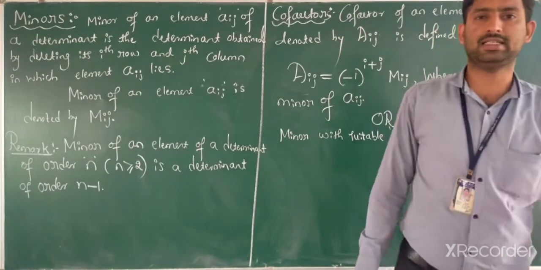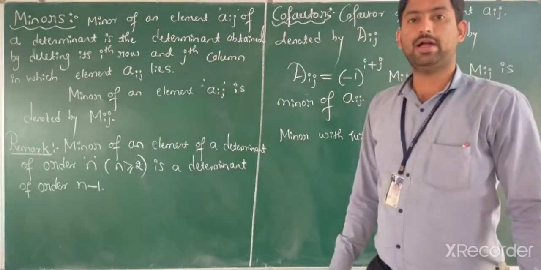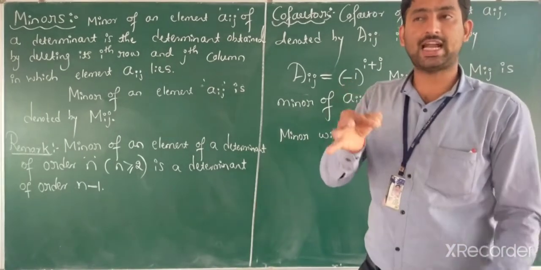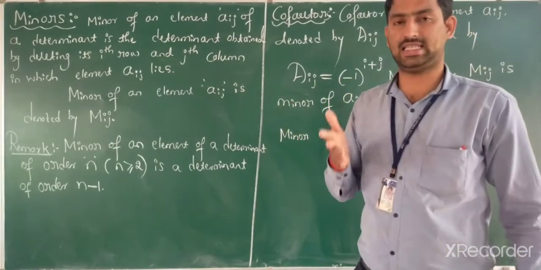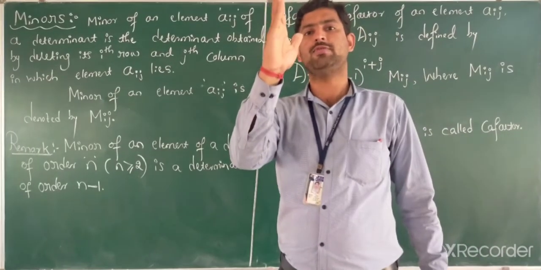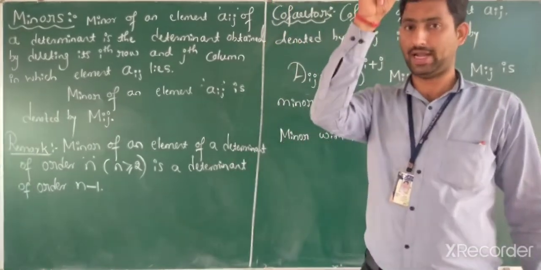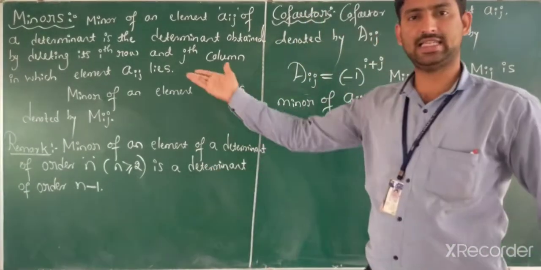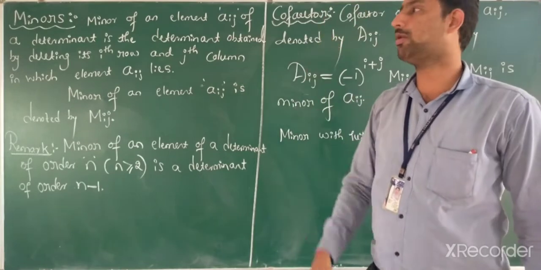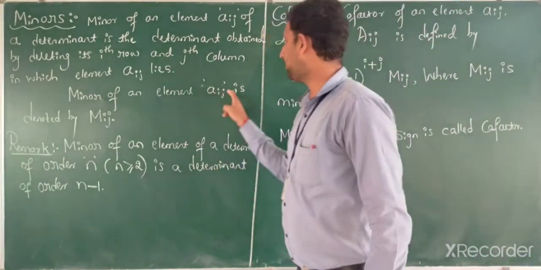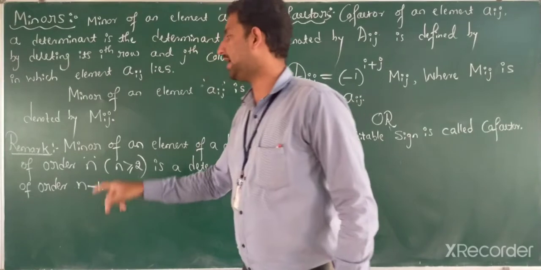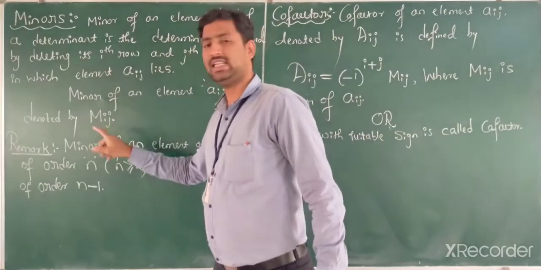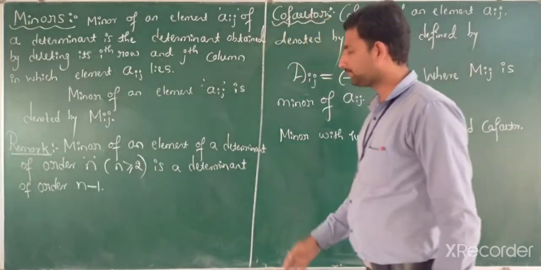Minor of an element of a determinant is obtained by deleting the ith row and jth column where the prescribed element Aij lies. If it lies in the first row, first column, first element, that row and that column we have to eliminate. We will discuss the same definition in the problem part. Minor of an element Aij is denoted by capital Mij. Capital Mij stands for minor of an element, where i and j are rows and columns respectively.